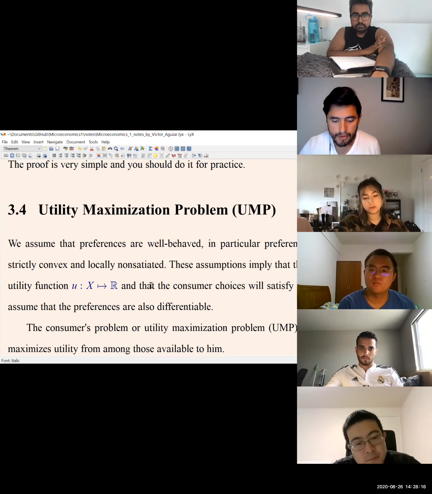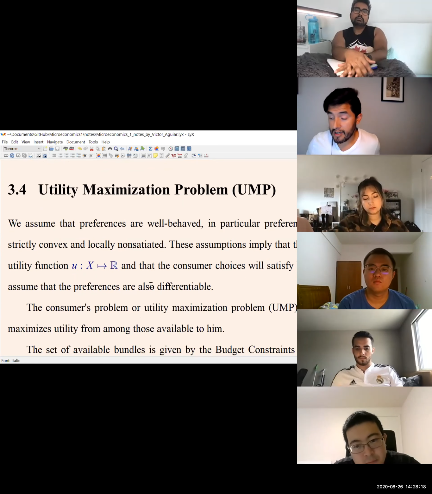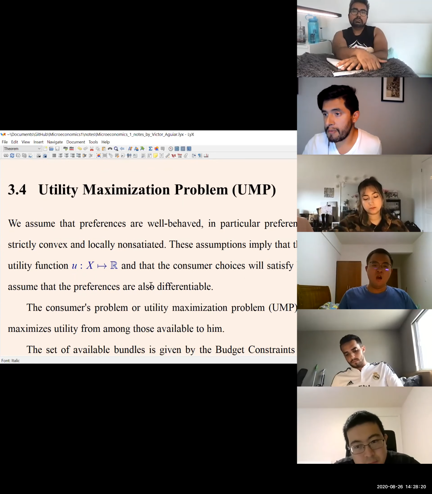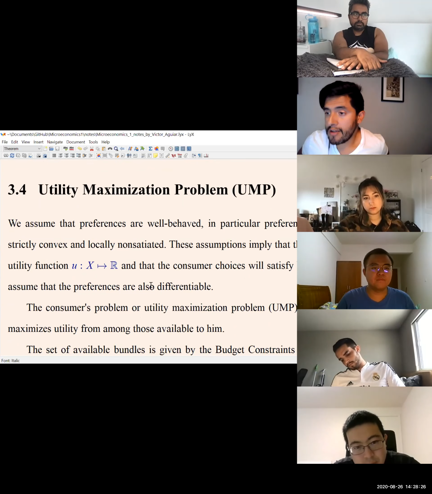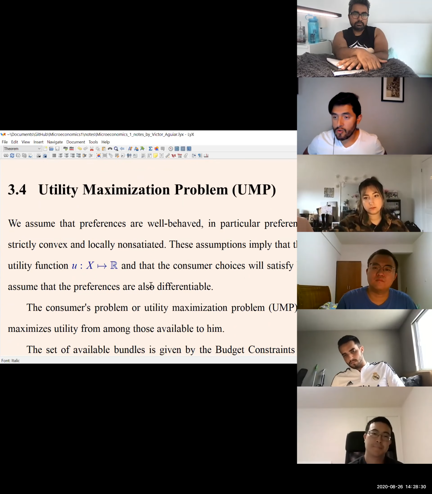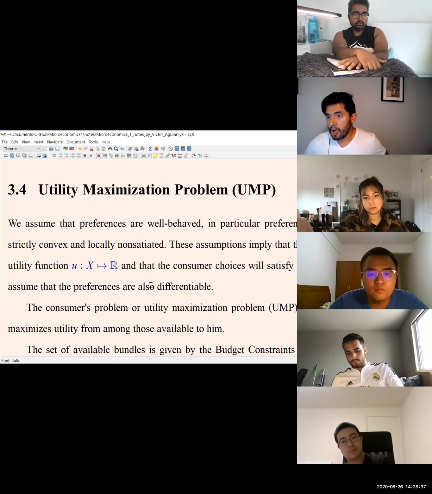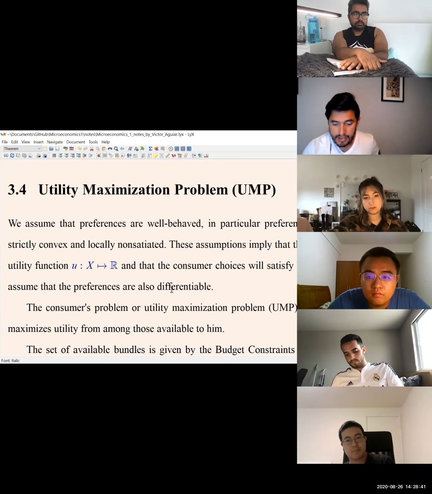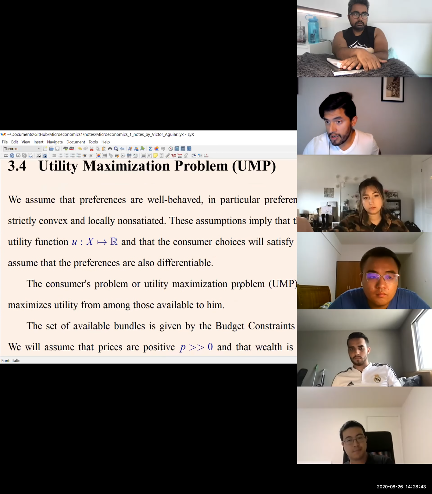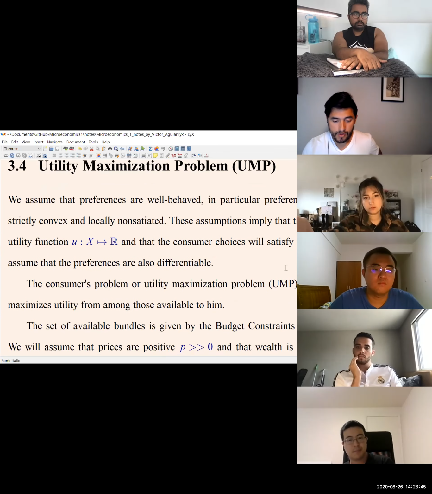So we assume that preferences are well-behaved. In particular, preferences are rational. What is rational? Complete and transitive, right? Continuous, strictly convex, and locally non-satiated, okay? These assumptions imply that the consumer has a utility function that is continuous, and of course, because it's strictly convex, it's going to be strictly quasi-concave, and we're going to have other properties, and that the consumer, because of local non-satiation, will satisfy Walras' law, okay?